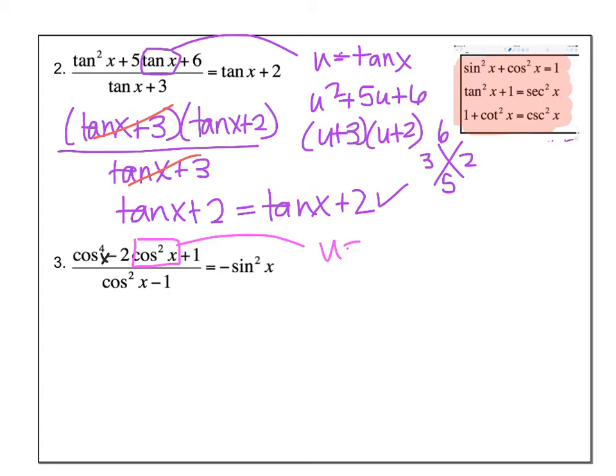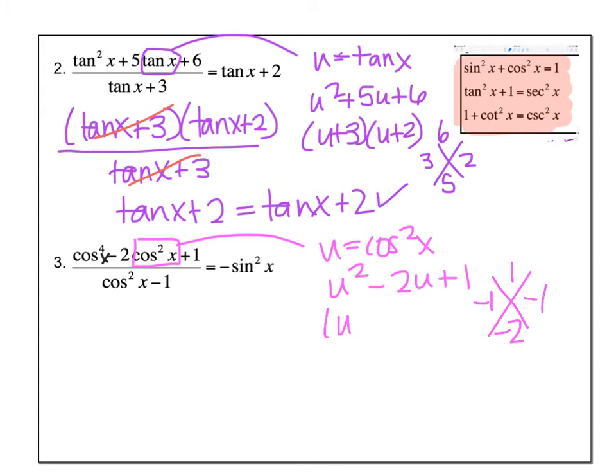So we'll pretend that x was there. This time we're going to call u cosine squared x. So if I want to factor this, the cosine to the 4th is really going to turn into u squared minus 2u plus 1. So now I'm looking for factors of 1 that add to negative 2, which is negative 1 and negative 1. So it changes to u minus 1 times u minus 1. It's actually a perfect square trinomial, because the first term is a perfect square, it's just u squared, and the last term is 1, which is 1 squared.